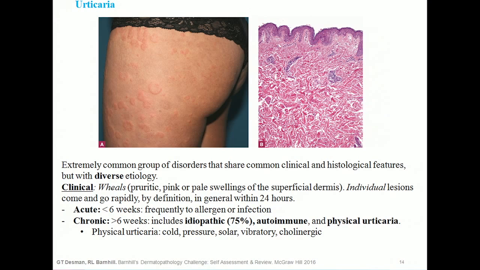Urticaria is an extremely common group of disorders that shares common clinical and histopathological features, but a very diverse etiology. Acute urticaria is defined as less than 6 weeks duration and frequently is associated with an allergen or infection. Whereas chronic urticaria is greater than 6 weeks and is typically idiopathic, but may be autoimmune or even physical urticaria, in which case the trigger is associated with, say, cold or pressure, UV exposure, or even vibration.